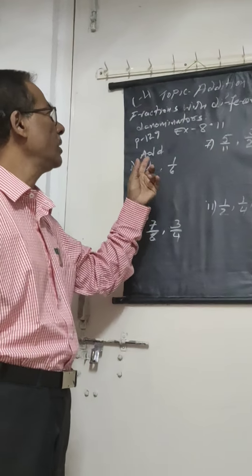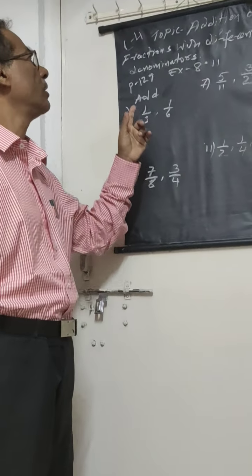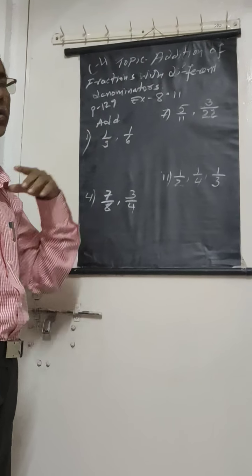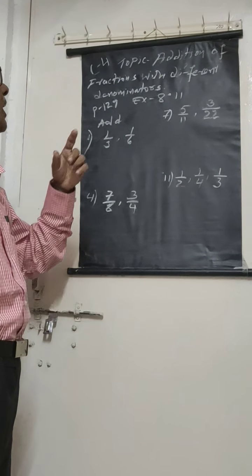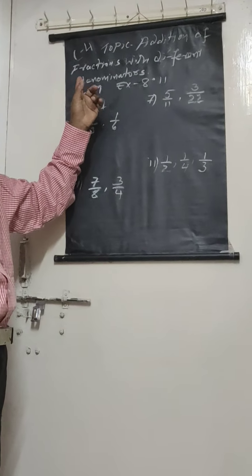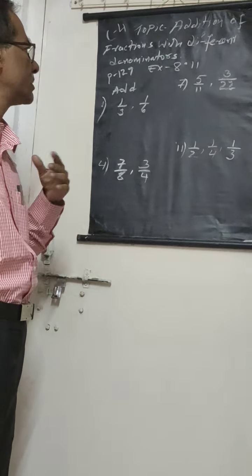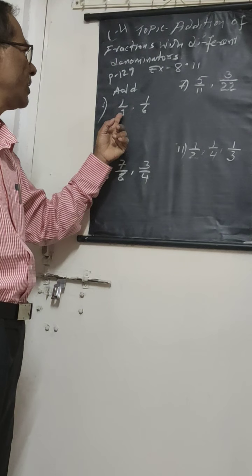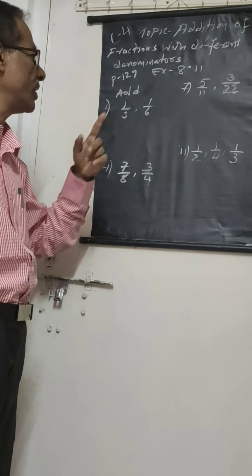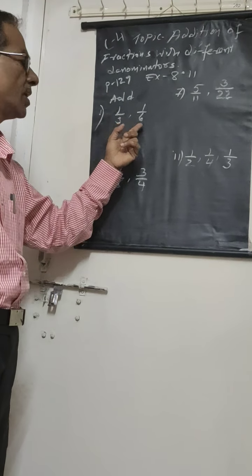We have to do this one, fractions with different denominators. We have to do the addition of fractions with different denominators. So this is the fractions with different denominators. Here is 3, here is 6.